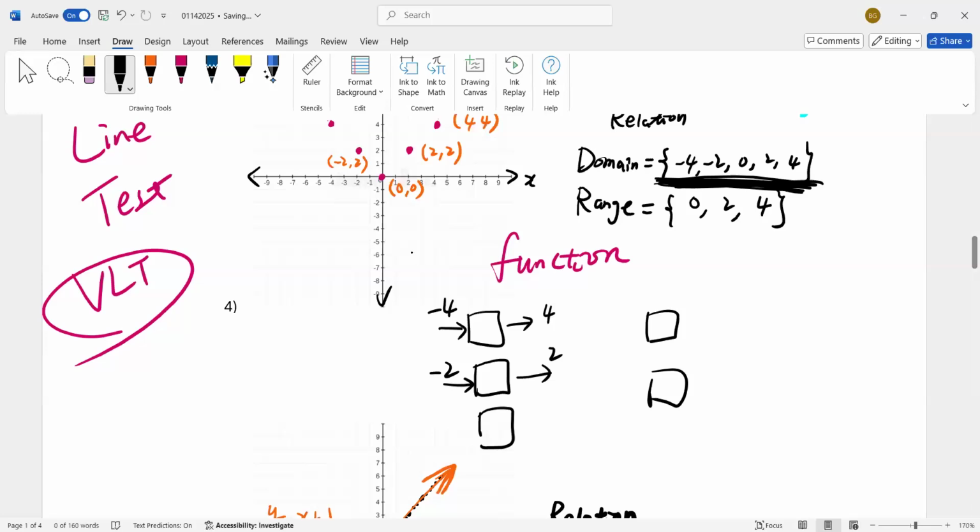If I give the machine the third domain element, 0, what's the output? 0. If the input is positive 2, what's the output? 2. If the input is positive 4, what's the output? 4. Perfect. As you can see, this machine produces only one corresponding output for any given input in the domain, right? It is a function.